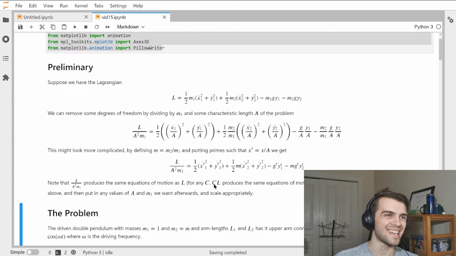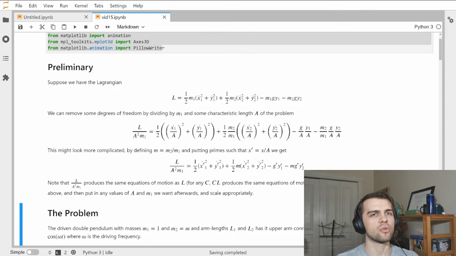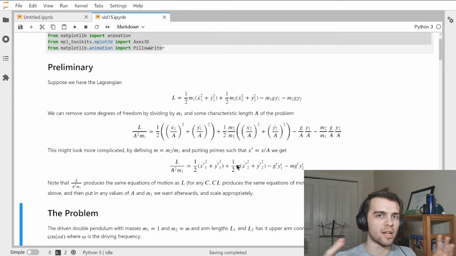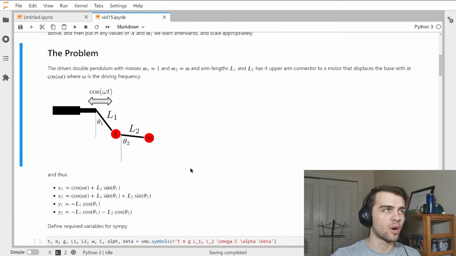For any constant c, c times L produces the same equations of motion as L. So we can solve the Lagrangian problem above, and then if we want to find x and y, for example, we just multiply by a. And we know the ratio of the masses. So this is a neat way to convert a Lagrangian problem into a dimensionless problem. Okay, so now we have the problem for the day.